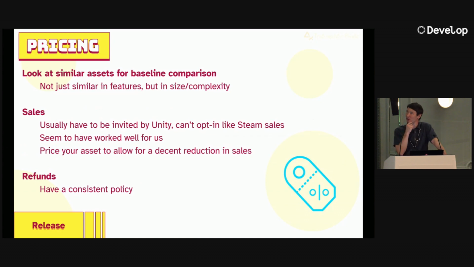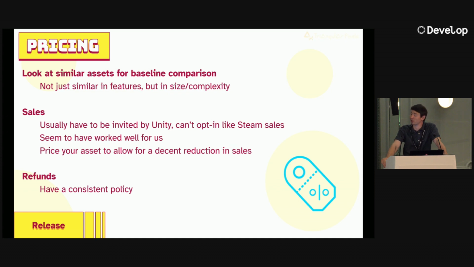Pricing is tough. I'm not sure I have any specific advice here, but compared to Steam, there is a much broader range of acceptable prices on the Unity Asset Store, and that makes pricing harder. A good baseline we usually do is to look for similar assets. Again, not functionally similar, but ones that are similar in size and complexity. On the plus side, there is a lot less of a race to the bottom, so don't undersell yourselves. And the other side of that is leaving yourself some scope so you can offer a decent reduction when sales come around.